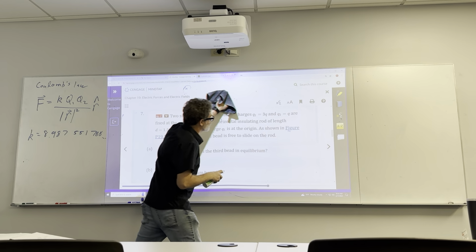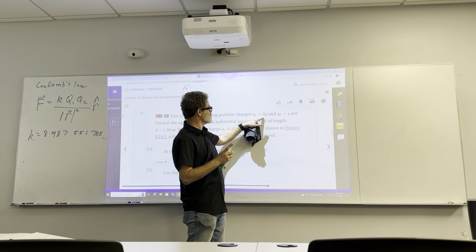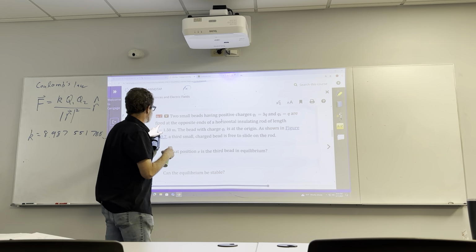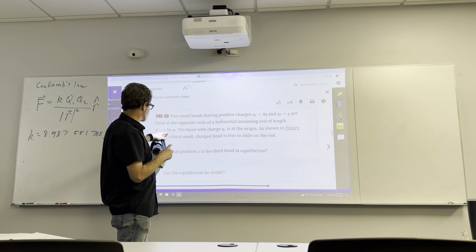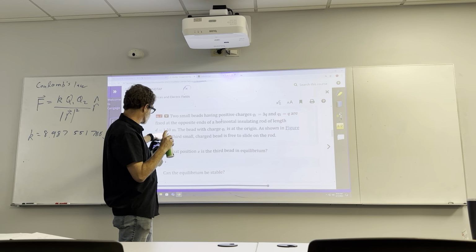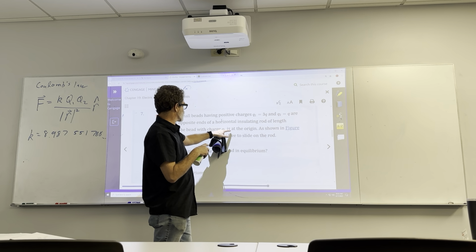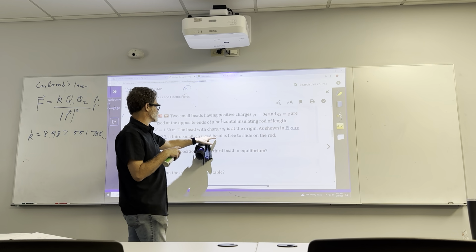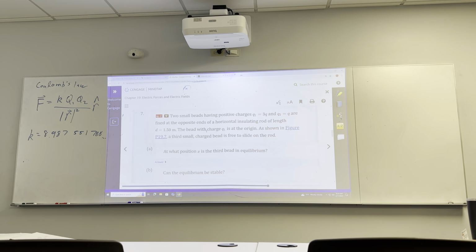Okay, here we go. Two small beads having positive charges Q1 and Q2, where Q1 is 3Q and Q2 is Q, are fixed at the opposite ends of a horizontal insulating rod of length D equals 1.5 meters. That means the rod can't conduct any charge. The bead with charge Q1 is at the origin as shown in the figure. A third small charged bead is free to slide on the rod.